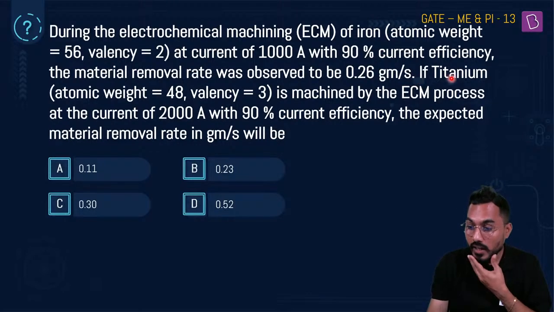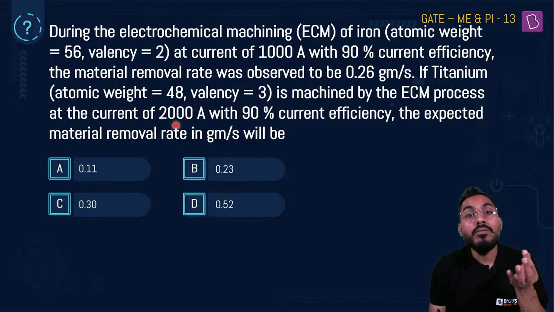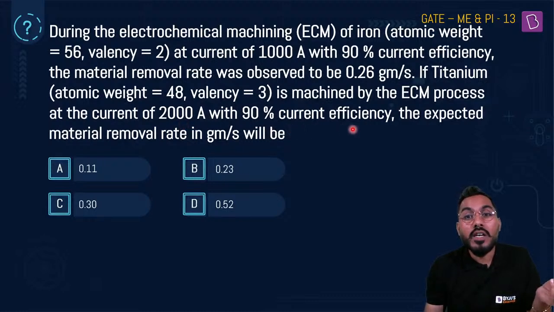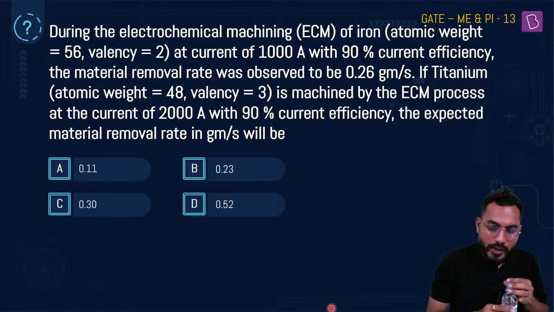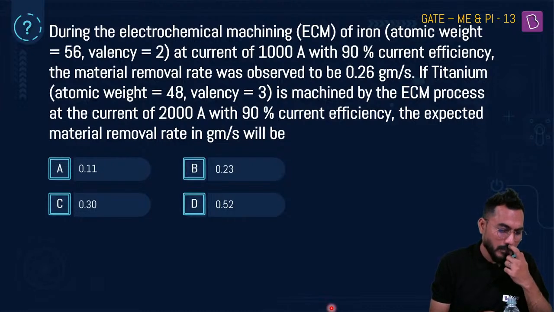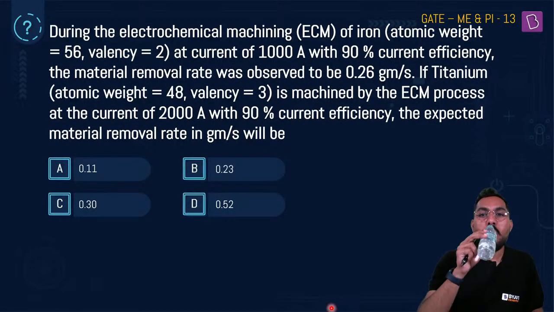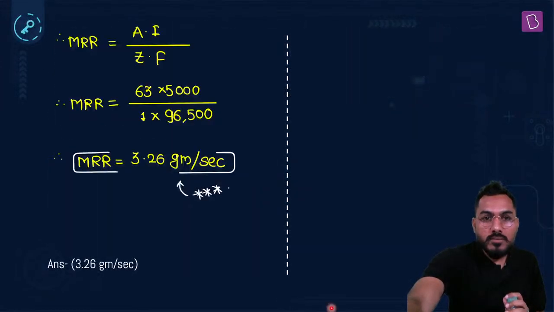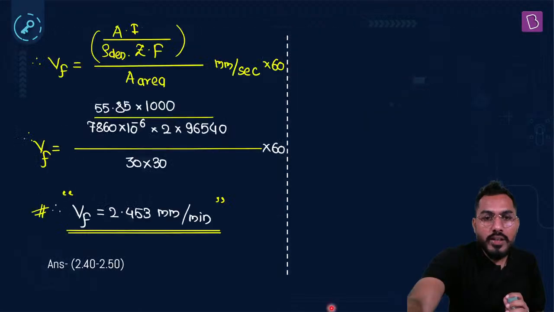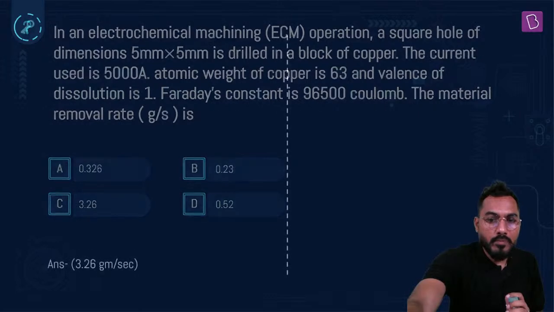Right, fine. If the titanium material has an atomic weight of 48 gram and the valency 3 is machined by the ECM process at the current of 2000 ampere with again 90% current efficiency, the expected material removal rate in gram per second. A is atomic weight. Absolutely true. A is atomic weight, Bhavya. We have already written there, right? 55.85. A is atomic weight, gram atomic weight. It has to be in gram.